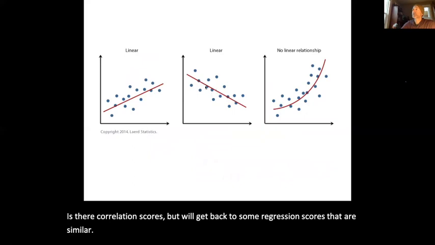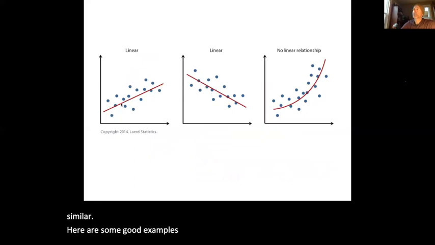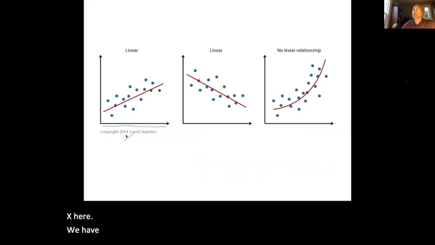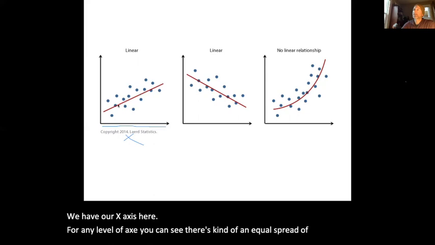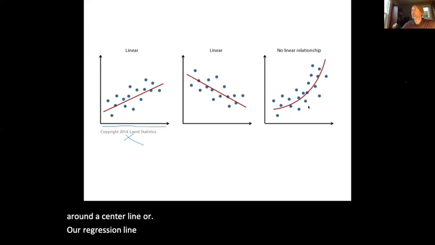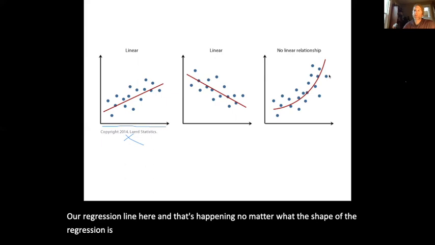Here are some good examples where the variance along x, so if we have our x-axis here, for any level of x, you can see there's kind of an equal spread of the data around a center line, or our regression line here. And that's happening no matter what the shape of the regression is. So that's really important.